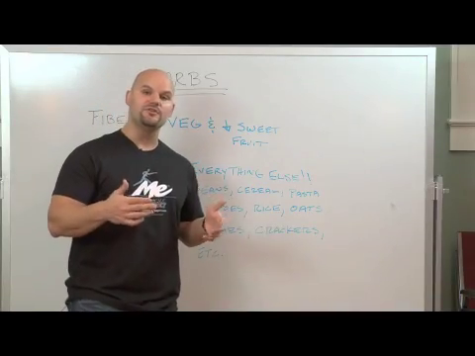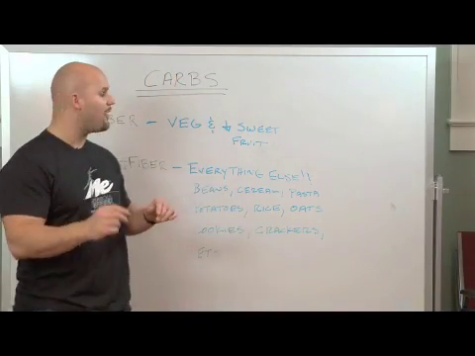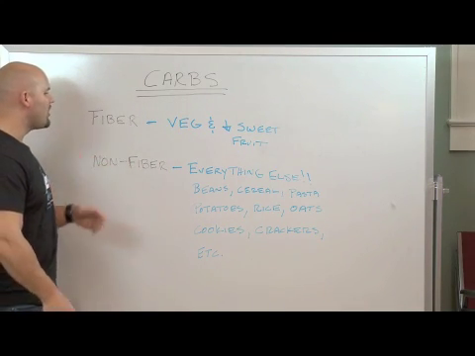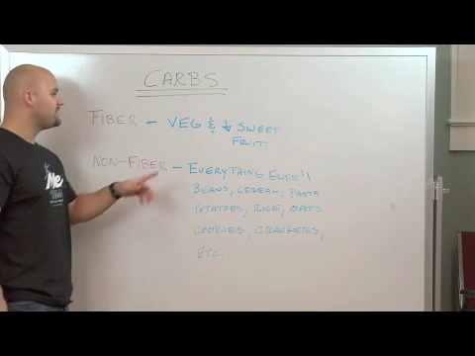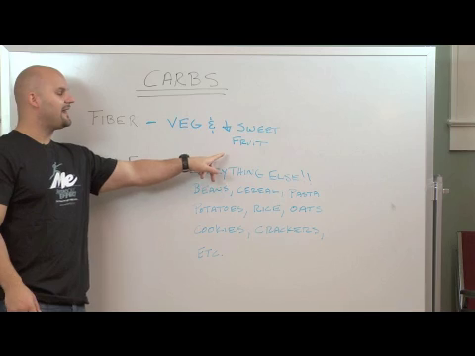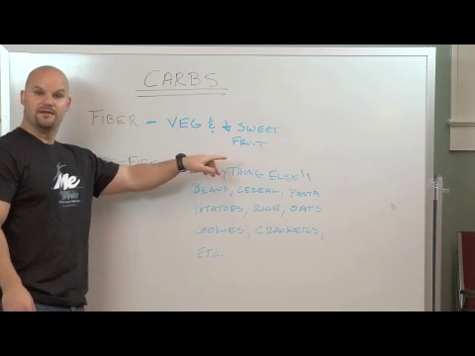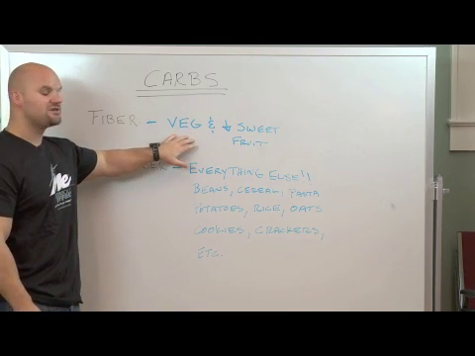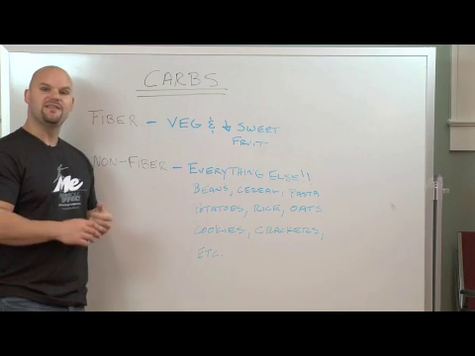So from our point of view, there's only two types of carbohydrates. There's the fiber-based carbohydrates, and those are the ones we want to focus on. And those include vegetables and less sweet fruit. Okay? That's all they include. When we talk about fiber, we are talking about vegetables and fruits that are less sweet.